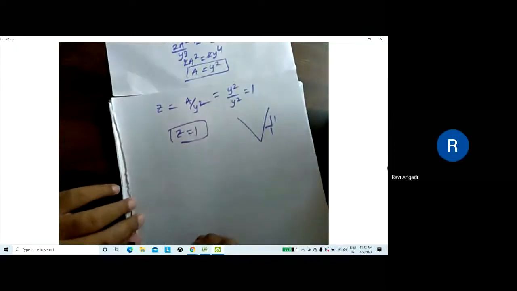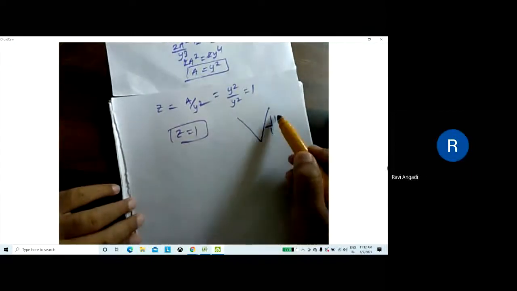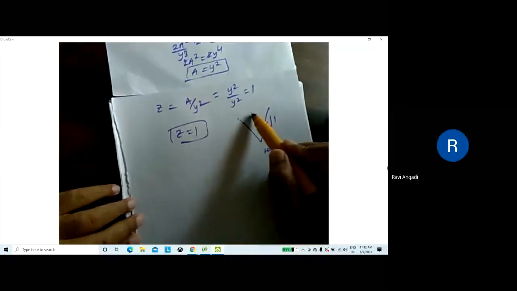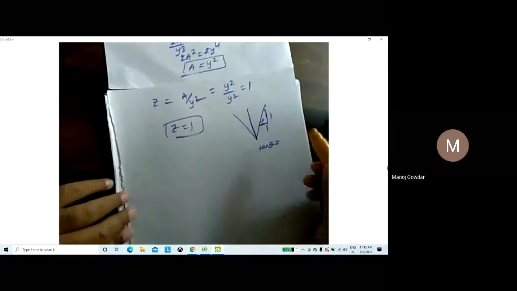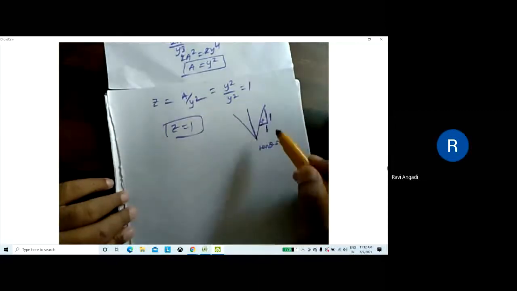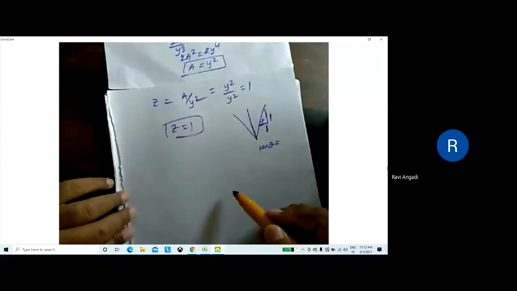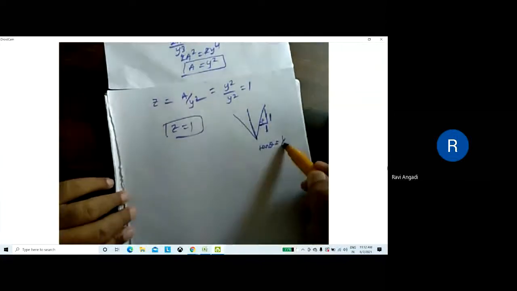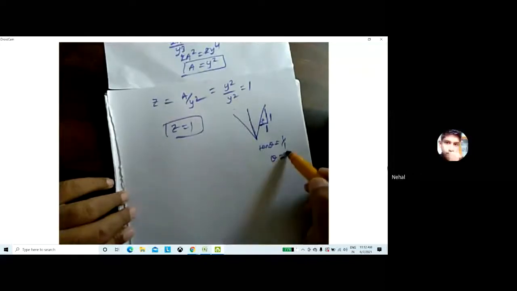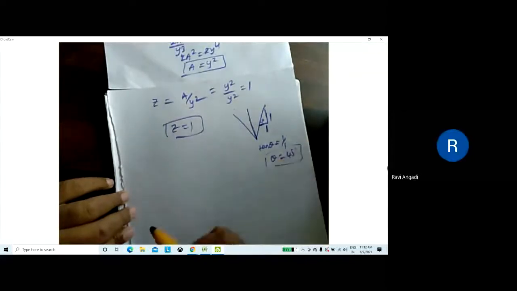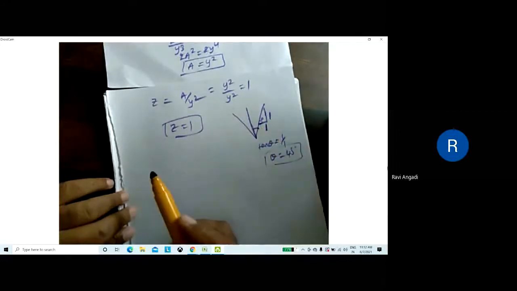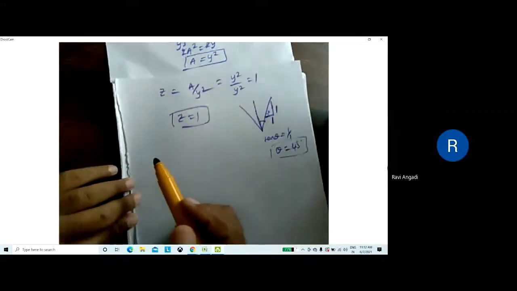This side slope has become 1:1 because z is 1. If I take it as theta, what is tan theta? If this is theta, if this is 1, this is 1, what is tan theta? 1 by 1. What is theta? Tan inverse of 1, that is 45. This angle will become 45. Understood? Yes, sir.